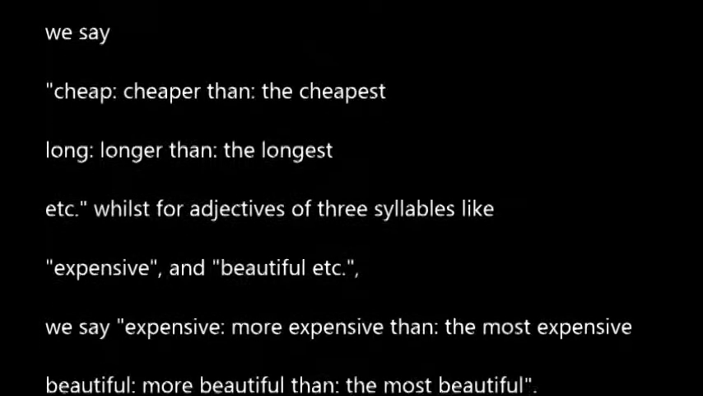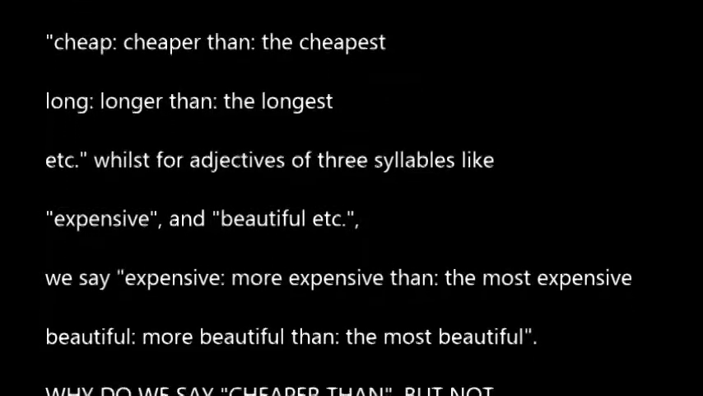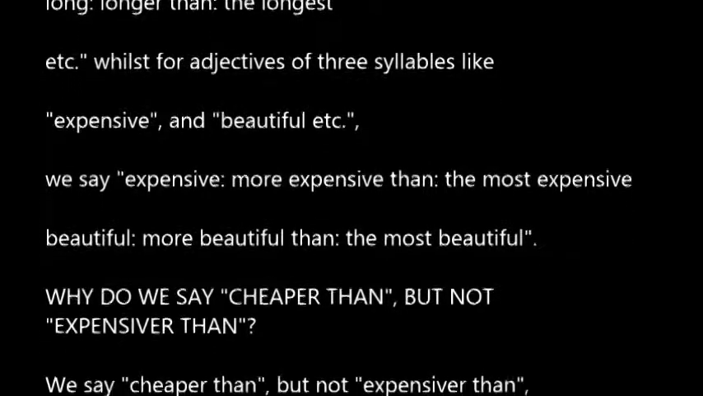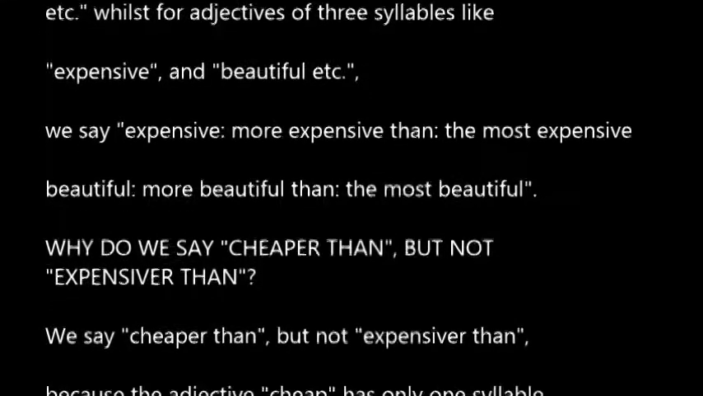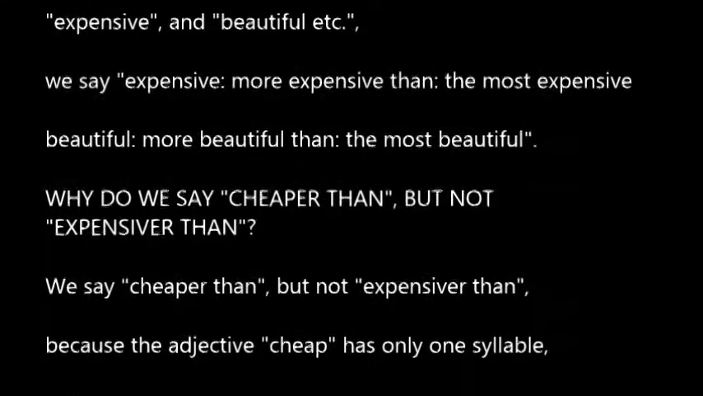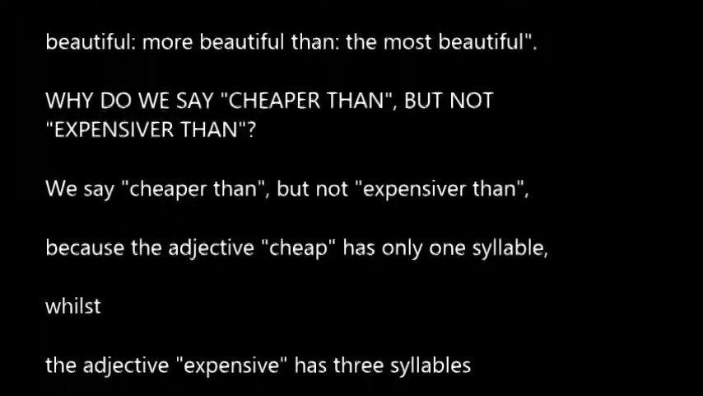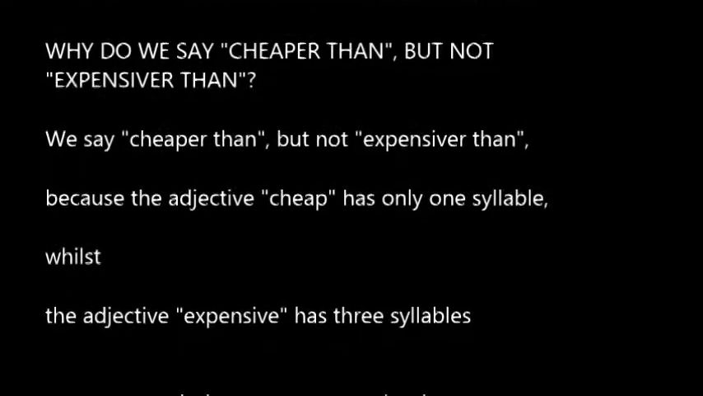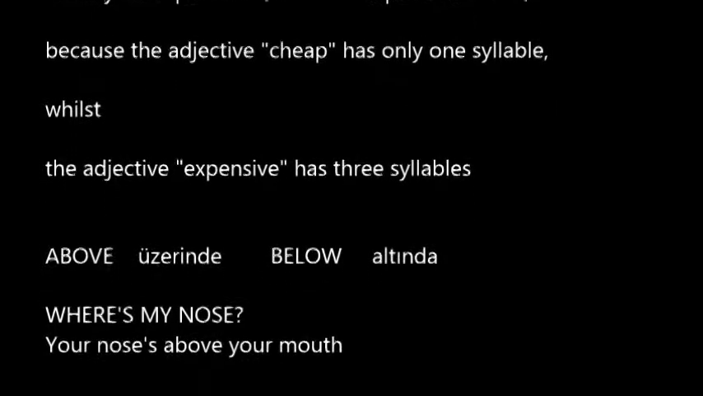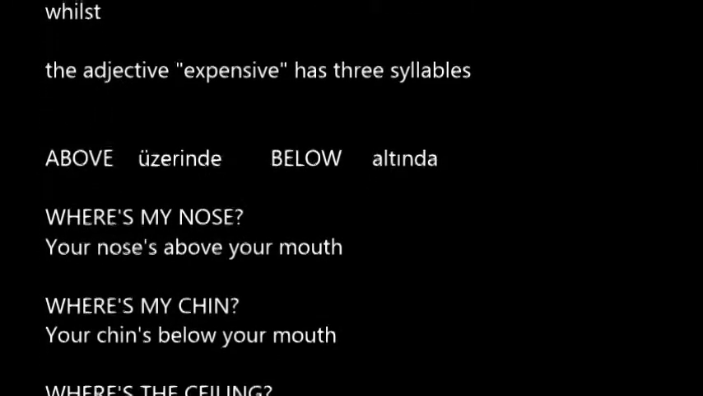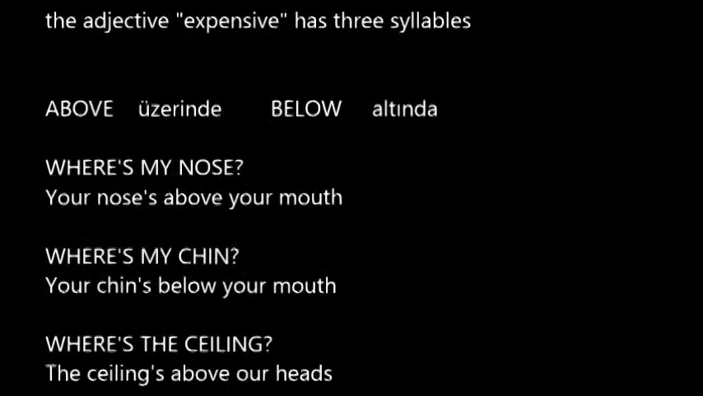Whilst for adjectives of 3 syllables, like expensive and beautiful, etc., we say expensive, more expensive than, the most expensive, beautiful, more beautiful than, the most beautiful. Why do we say cheaper than, but not expensiver than? We say cheaper than, but not expensiver than, because the adjective cheap has only 1 syllable, whilst the adjective expensive has 3 syllables.